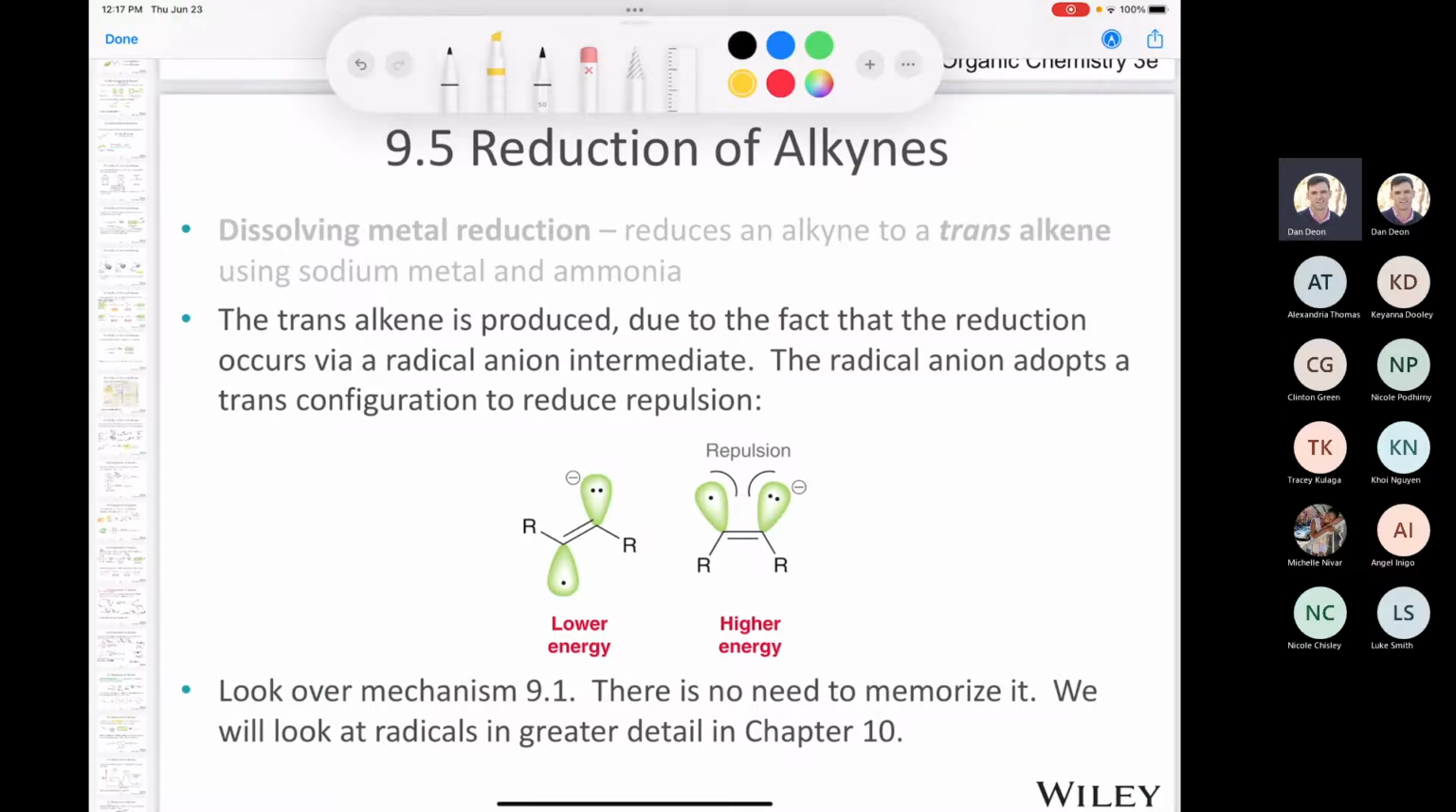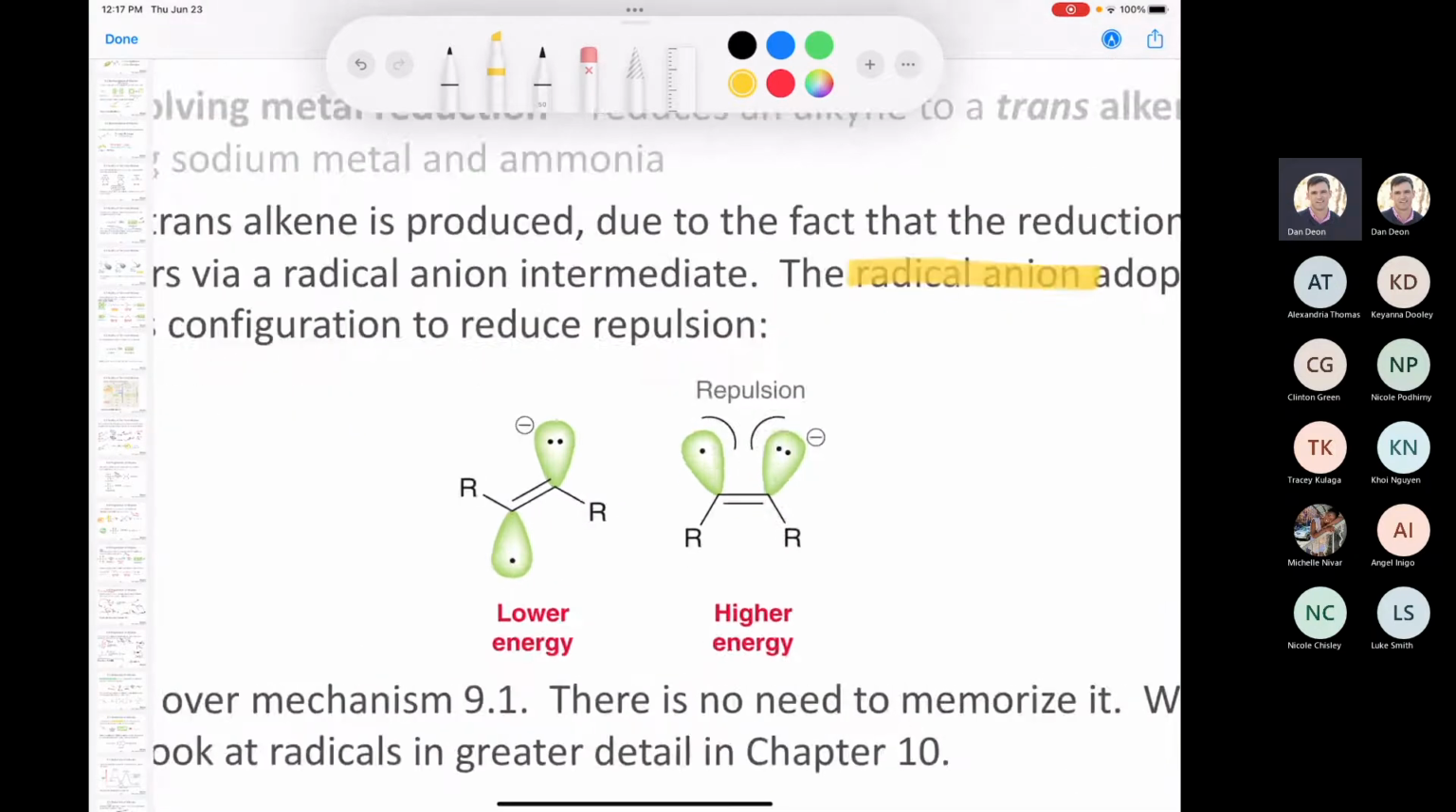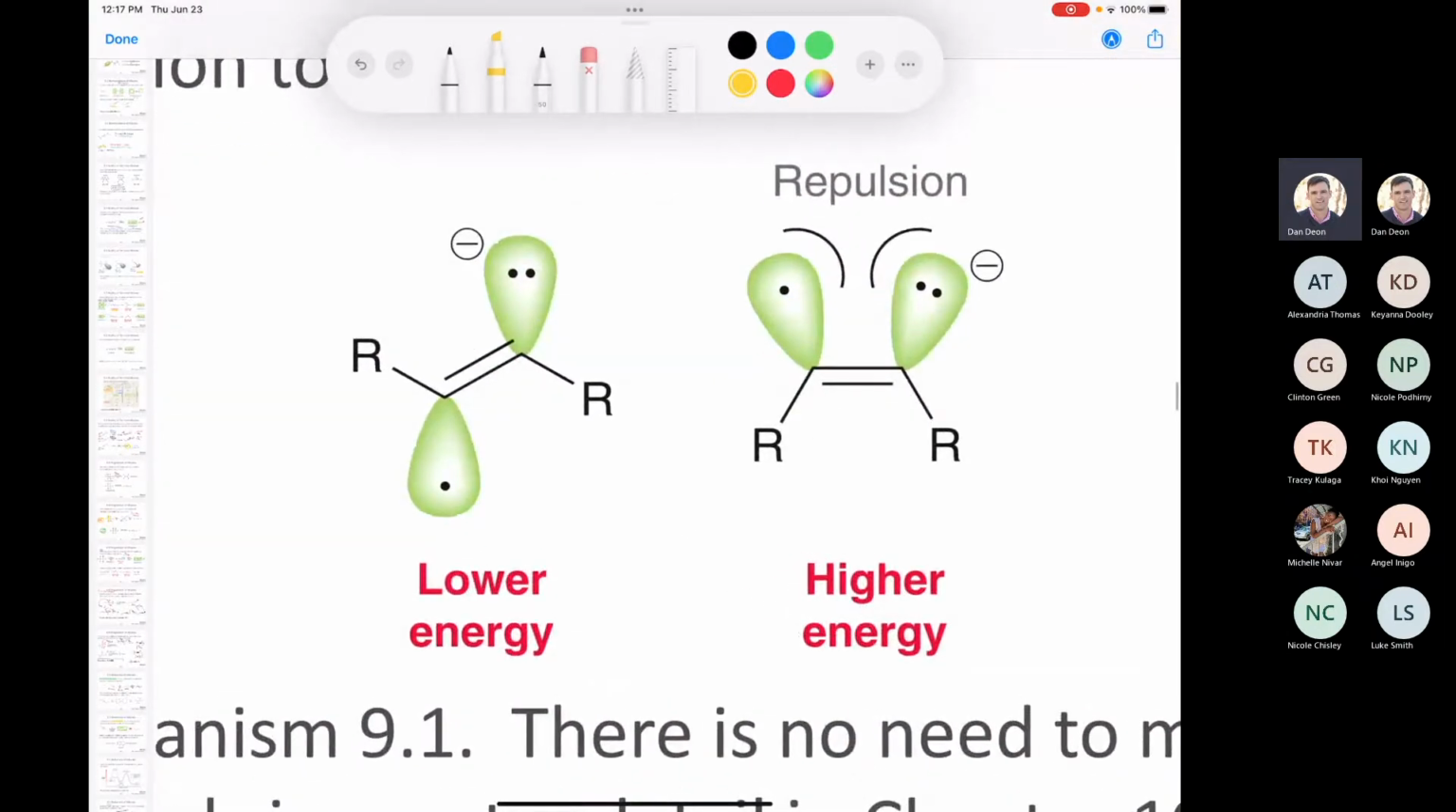So check this out. It's called a radical anion. Now, after we donate an electron, there's two possibilities. We can have a radical anion where we have an anion pointing up and the radical pointing down like this. And you can imagine that this would be lower in energy than if you had the radical and the anion on the same side of the double bond because of the electron-electron repulsion.